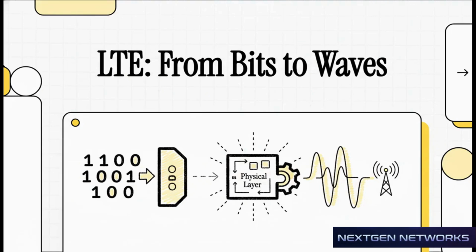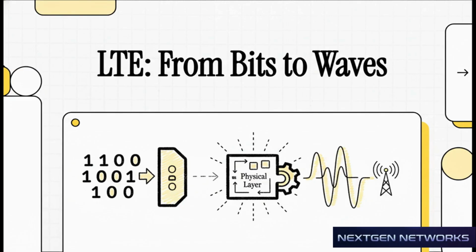Have you ever stopped to think about how that photo you just sent, the one with the cat, magically turns from a bunch of ones and zeros on your phone into an invisible radio wave flying through the air? It's pretty wild, right? Well, today we are pulling back the curtain and diving deep into the secret life of your data right inside the LTE physical layer.